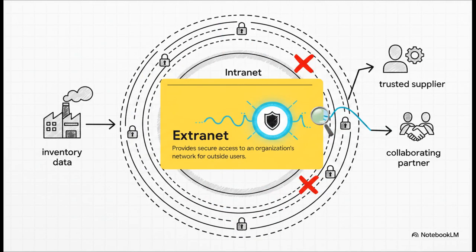But what happens if that company suddenly needs to share inventory data with a trusted supplier or a collaborating business partner? That is exactly where we use an extranet. The key takeaway here is that an extranet acts as a secure, heavily monitored middle layer. It punches a highly controlled, secure little hole right through those digital walls to grant limited access to specific outside individuals without handing them the keys to the entire private intranet.